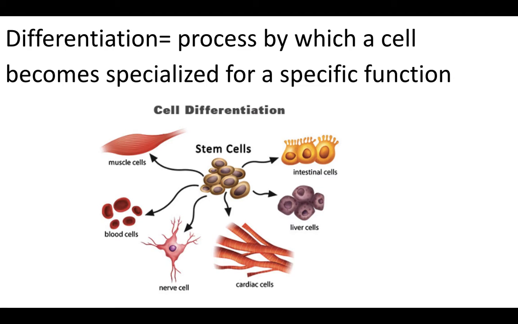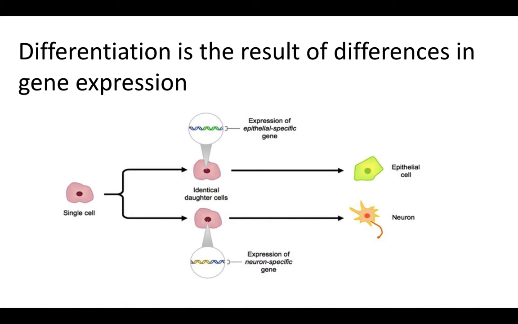So the question is, if all of the cells have the same DNA, how come our cells are so different in structure and function? And the answer is this process called differentiation. So in differentiation, a cell becomes specialized for a specific function. Differentiation is the result of differences in gene expression.